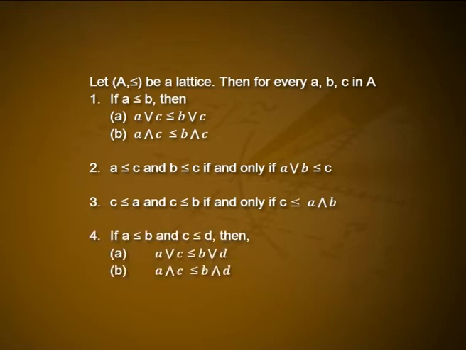Fourth, if a is less than or equal to b and c is less than or equal to d, then a join c is less than or equal to b join d and a meet c is less than or equal to b meet d. The proofs of theorems 2 and 3 follow from the definitions and hence can be solved by yourself.